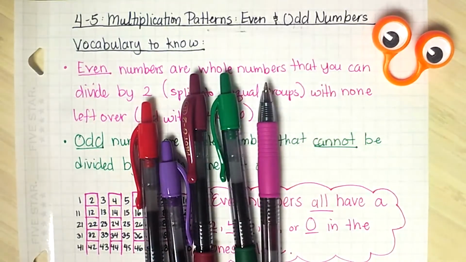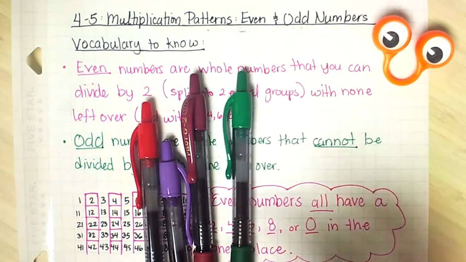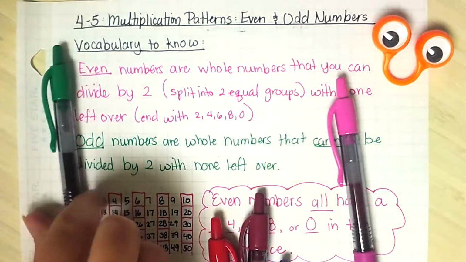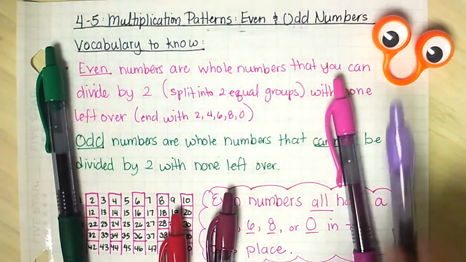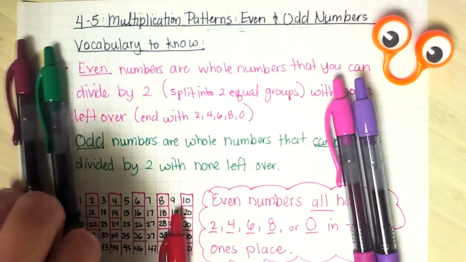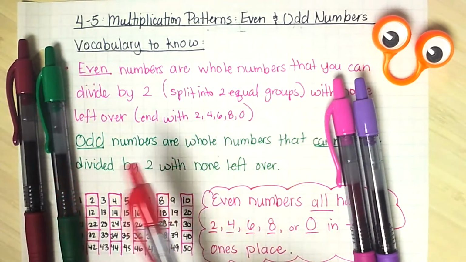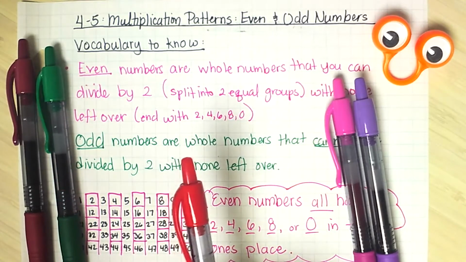Can I make two groups that have the same amount in each group with 5? I'll put one here and one there. And then I'll add another one here and another one there. But I still have one left over. Now I can't put it in either one of the groups because then my groups won't be equal anymore.